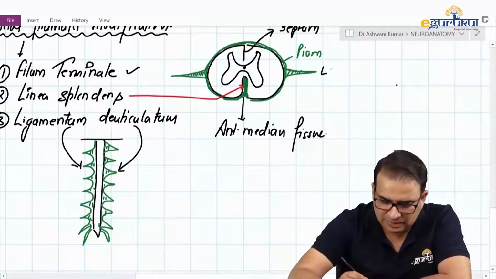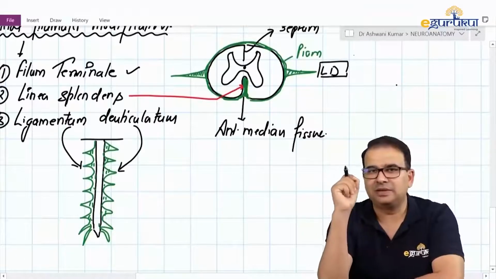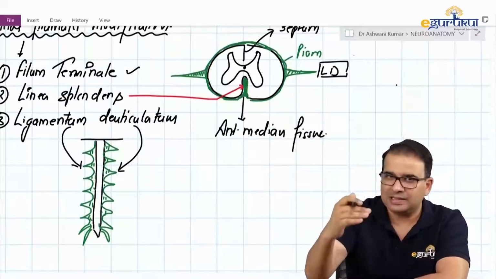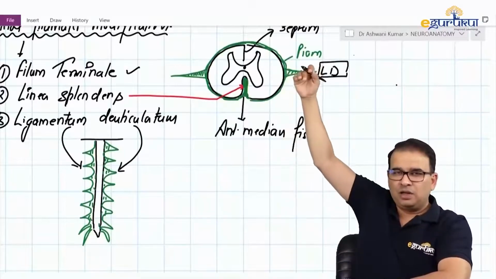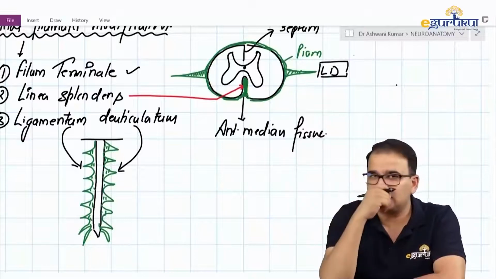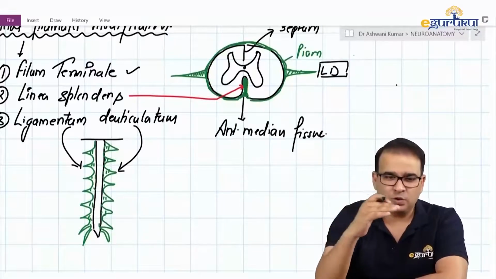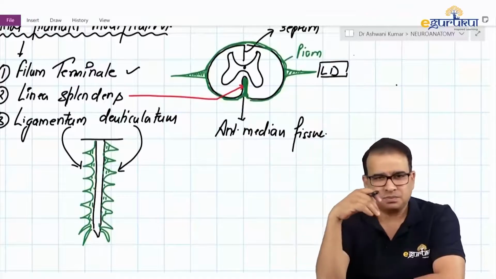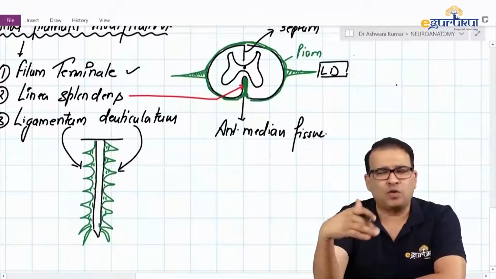Now, as I said, these ligamentum denticulatum have some important surgical relevance. The reason they are important is because they lie exactly in the midline of the spinal cord. So they can be used as a surgical landmark when you're doing the sectioning of the spinal cord. Now, let us say you have to cut the spinal cord for whatever reason it is.